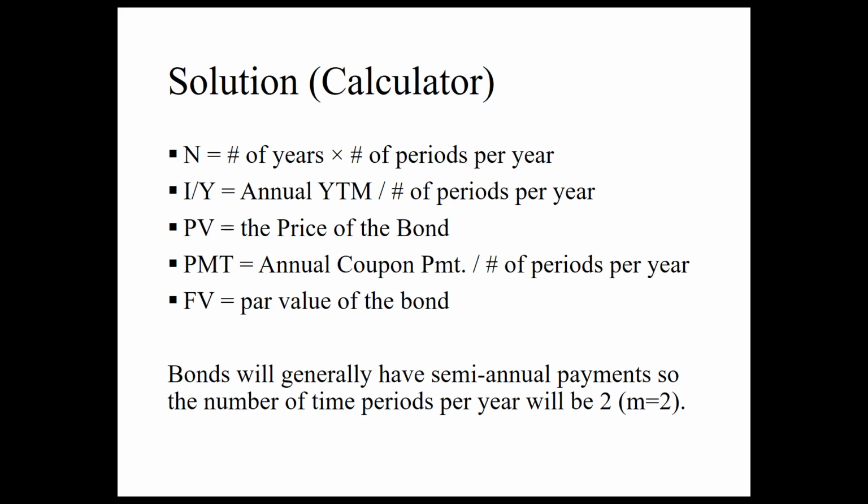Again, most bonds, at least those in the US, will generally have semi-annual payments. So the number of time periods per year will be 2, or in some textbooks, M is equal to 2.